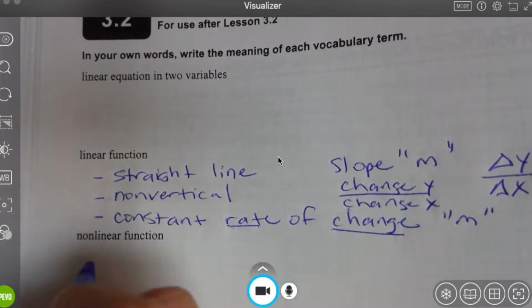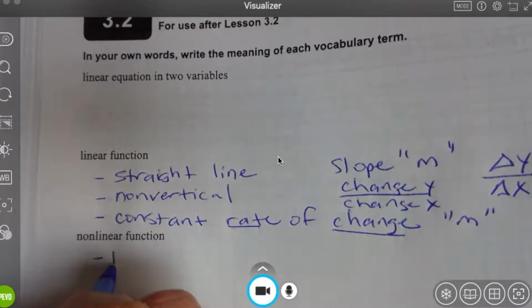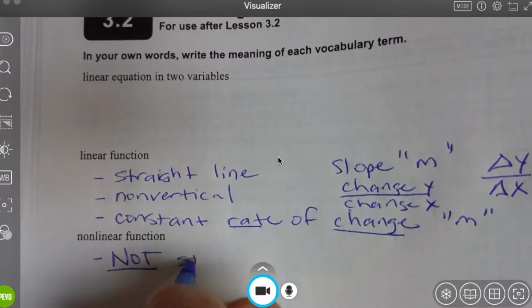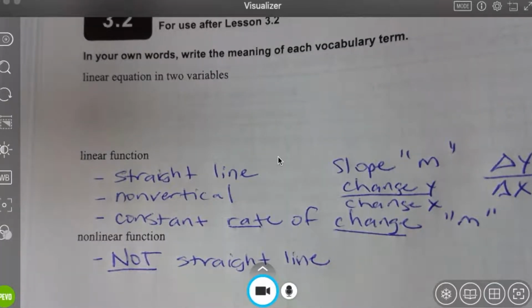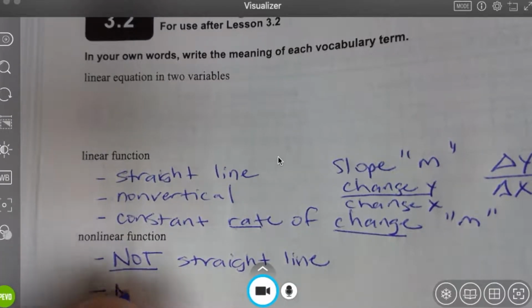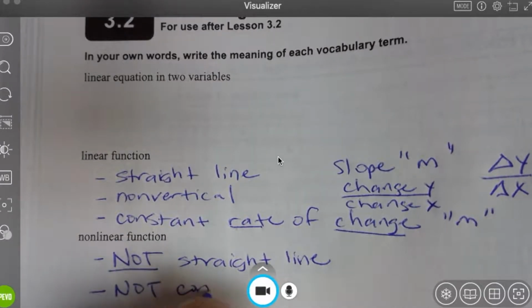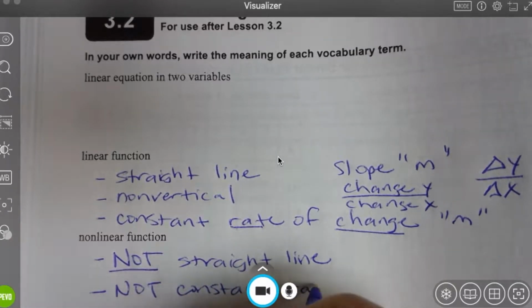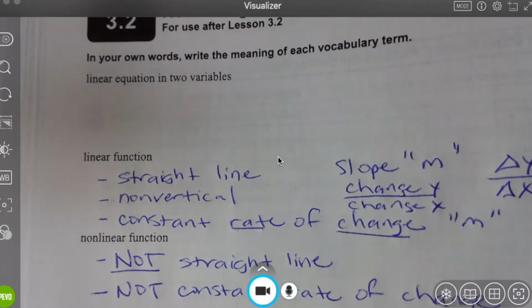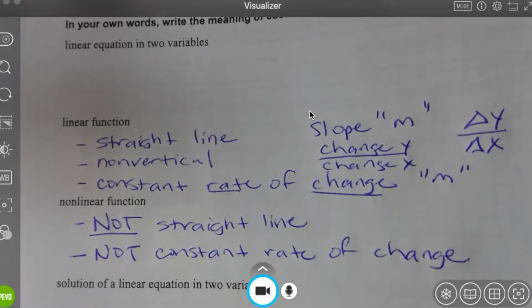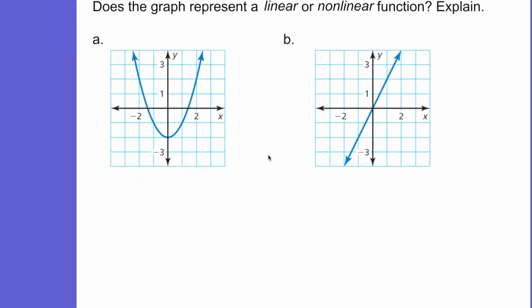Okay, a nonlinear function is not a straight line, and it does not have a constant rate of change. If you're watching my video, make sure you pause it and take notes. We are on page 112 of your textbook. If you'd like to follow along, we're going to be doing the examples and the monitoring progress.